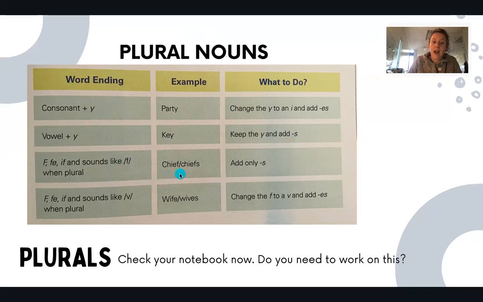If a word ends in F or F-E or I-F, like chief or chiefs, you only add the S. If a word ends in F and it sounds like V, so wife, becomes wives. So the F changes to V and then add ES. So there's lots of rules with plurals as well. So maybe that's your focus.